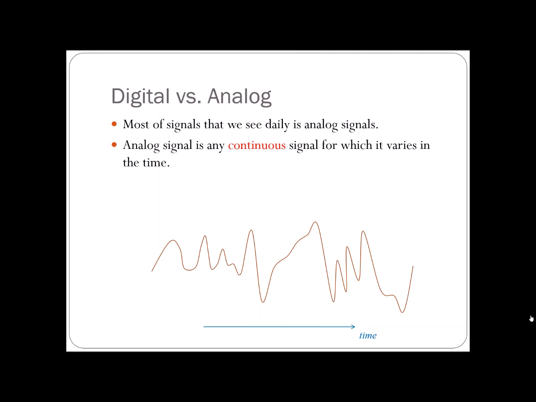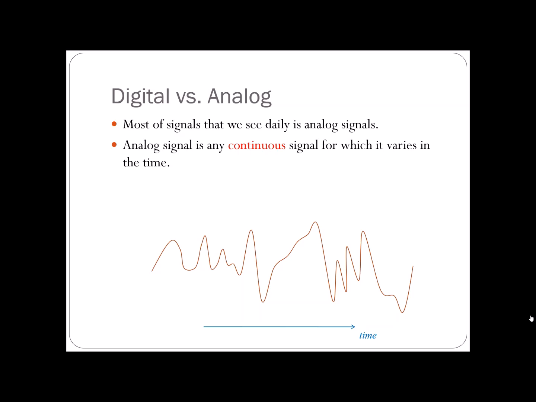We continue our discussion on signal conditioning and signal processing. In the next few slides, we will discuss how we do the digital-analog signal conversion. Let's try to revisit first what is the difference between digital and analog signal.